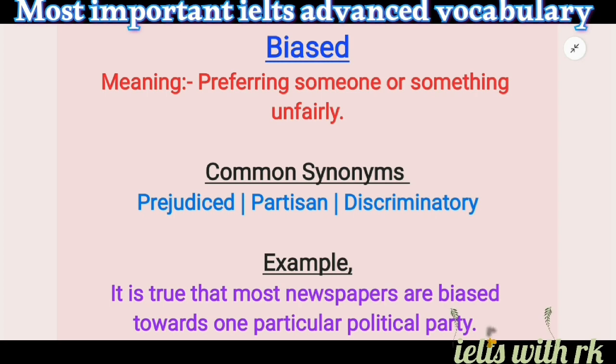Biased. Preferring someone or something unfairly. Prejudiced. Partisan. Discriminatory. It is true that most newspapers are biased towards one particular political party.